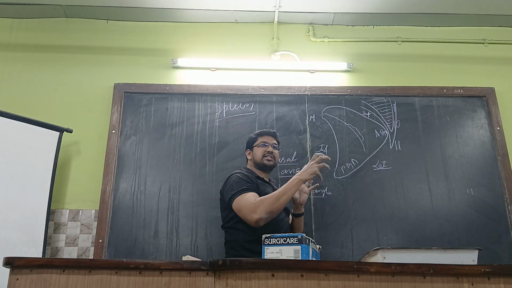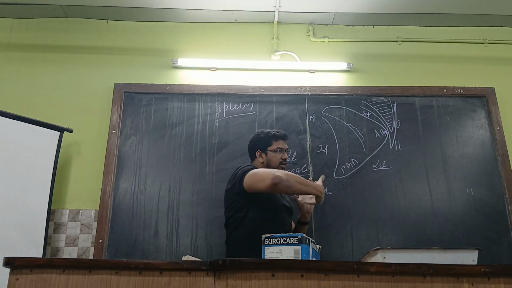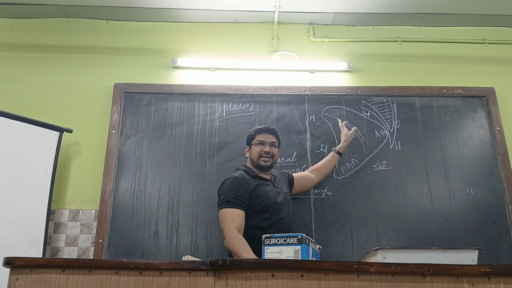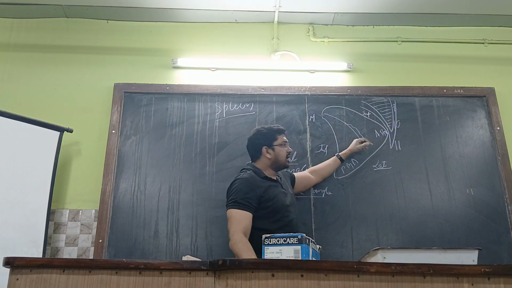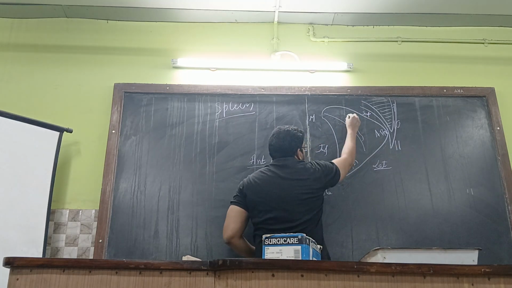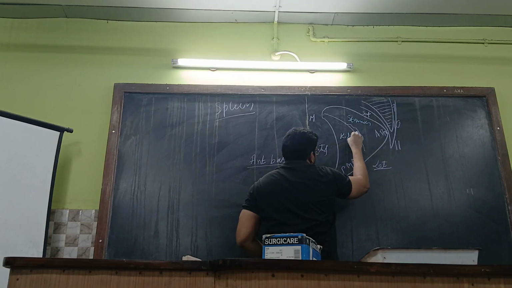In between these two is the spleen. So the upper part will be occupied by the fundus of the stomach and the lower half will be occupied by the anterior surface of the upper part of the kidney. Okay, getting it alright? So above by means of stomach, below by means of kidney.